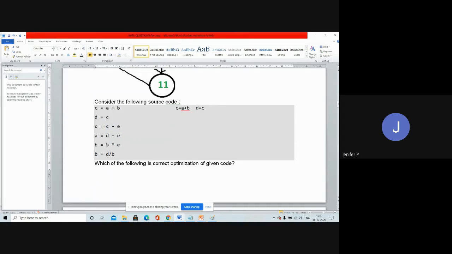And the next one is B is equal to B into E. Okay, so B into E, we can put that as it is too, because B is used next, so we cannot say it is dead. So B is equal to B into E, again B equal to D by B. So everything is important. So no code can be changed.